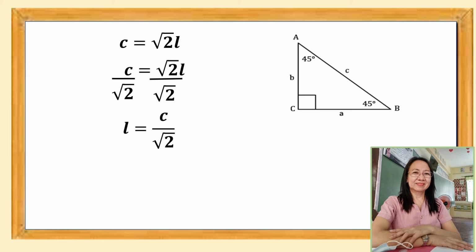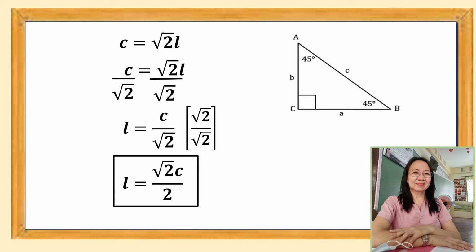Now to eliminate the square root of 2 in the denominator, we have to rationalize by multiplying by the square root of 2 over the square root of 2. So we will arrive at L is equal to c times the square root of 2 over the square root of 2 times the square root of 2, and the square root of 2 times the square root of 2 is the square root of 4, or 2. So this is our formula for the leg.